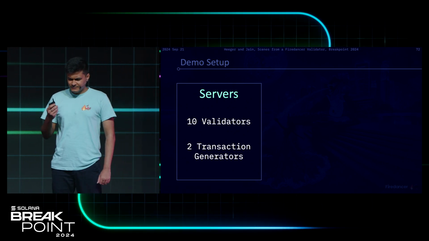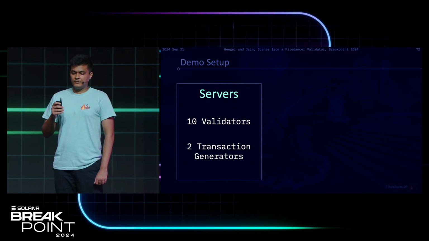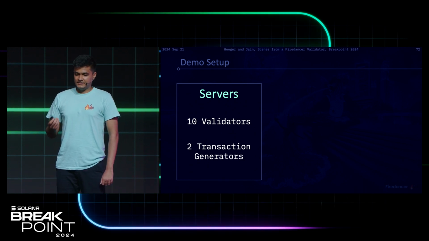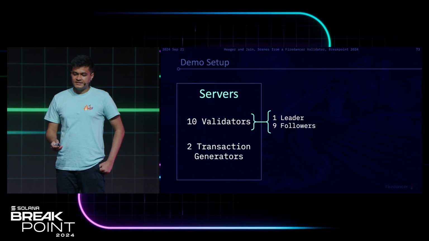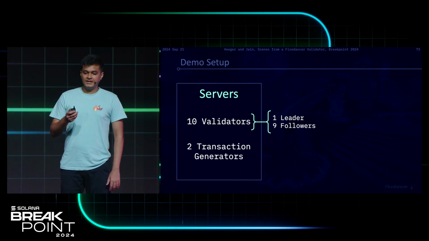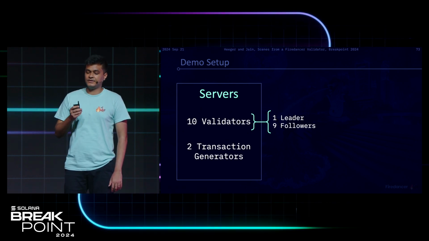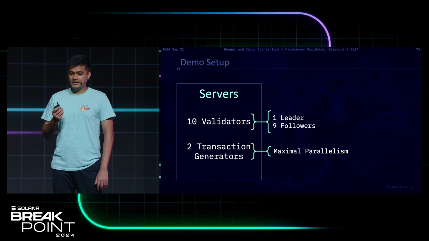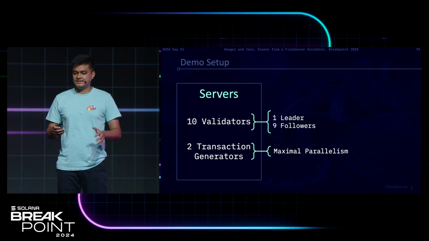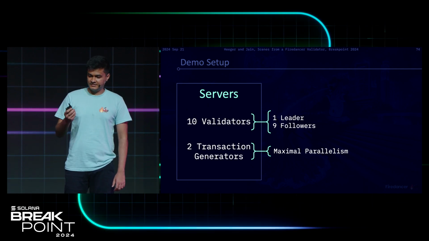Thank you, Liam. Before I dive into the details of the demos, let me quickly go over the setup. We will be running 10 validators and 2 transaction generators. The cluster is set up such that there is one leader in London and 9 followers across the globe. This is done largely to be consistent with the configuration that Firedancer showed off in the previous talk. The transaction generators are set up to create transactions whose account accesses maximize parallelism as much as possible to push the runtime to its limits.